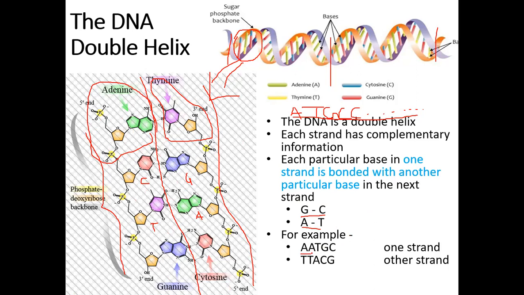As an example, if we get AATGC as one strand, on the other side A should couple with T, T should couple with A, G should couple with C, and C should couple with G. So if you are given one strand, it's possible to write the other strand, if you know this. So you have to know this: guanine is always coupled with cytosine and adenine is always coupled with thymine.